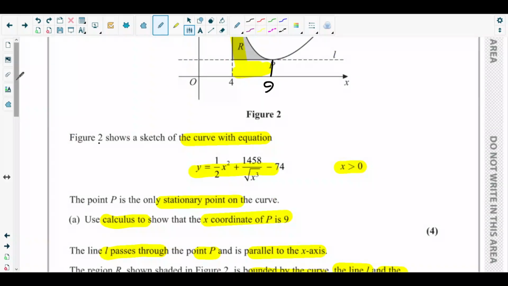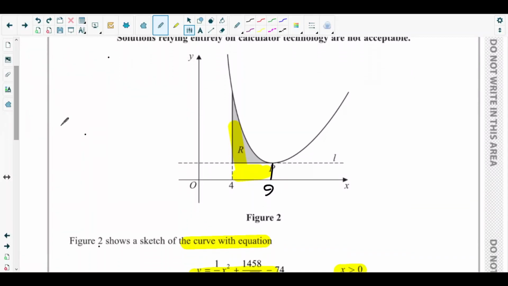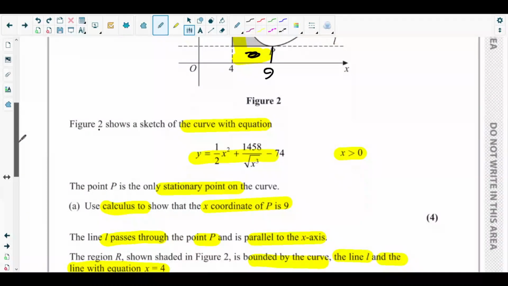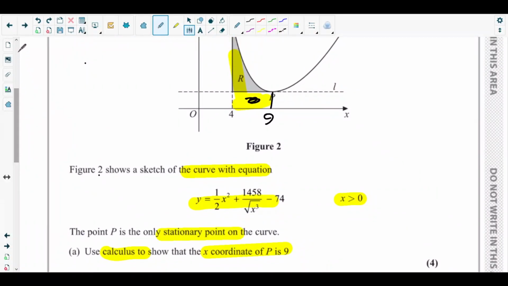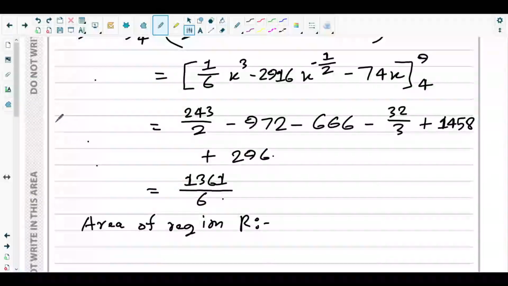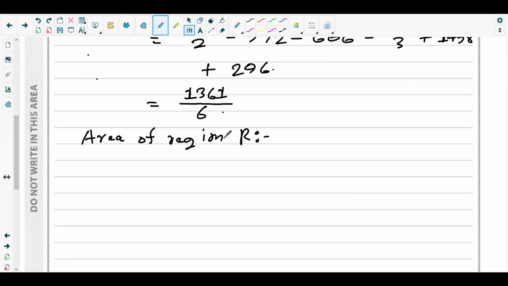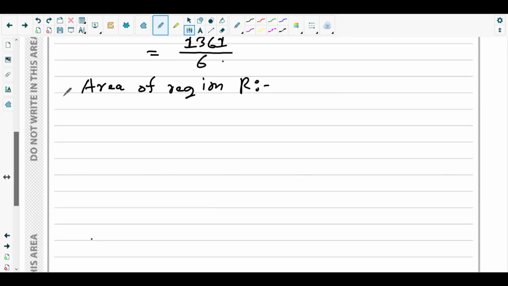the area under the curve minus the area of this rectangle. So do we know the area of this rectangle? We know the length. What about the height? Height would be the y coordinate of point P. Do we know the y coordinate of point P? It's unknown. Okay, so put x equals 9.